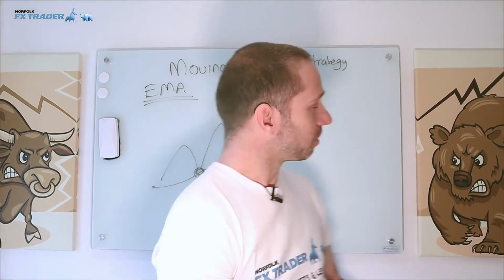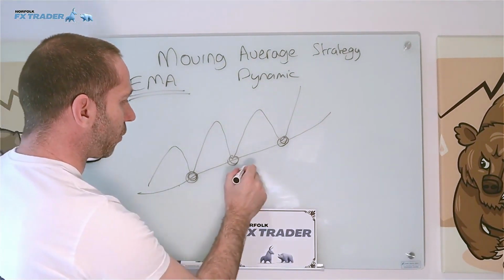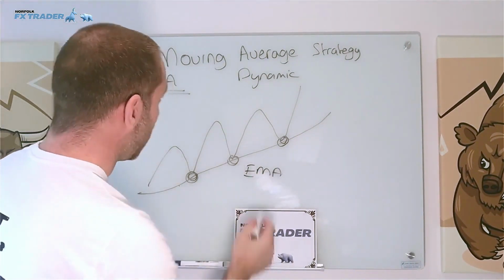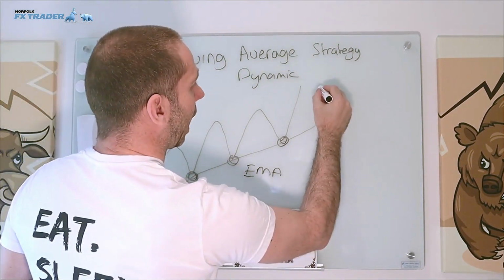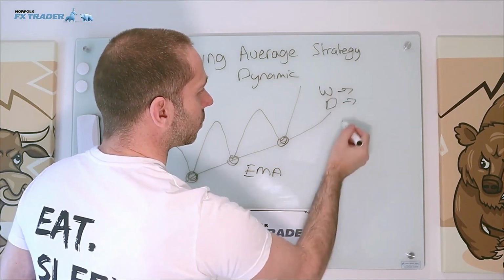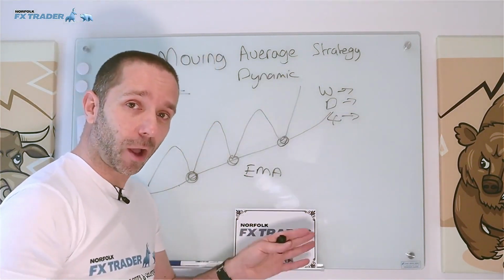So looking at this dynamic area of the EMA, we're going to use the multiple time frames. This means we're going to be using a weekly chart, a daily chart, and a 4-hour chart. This is our higher time frame.